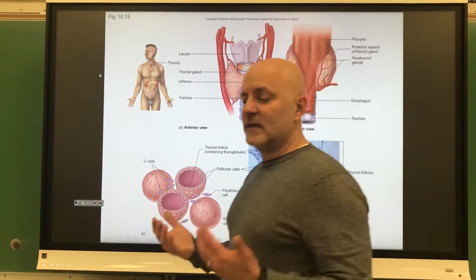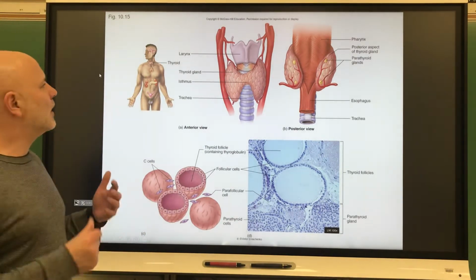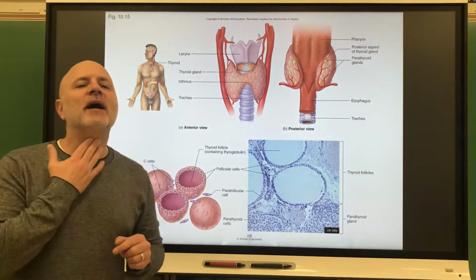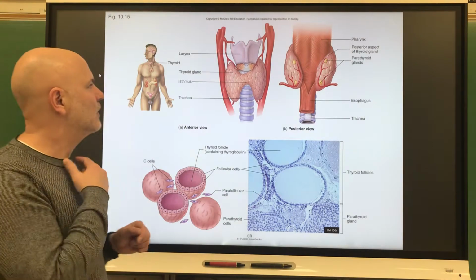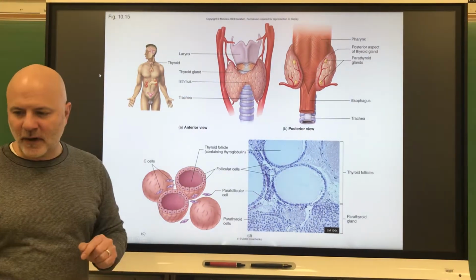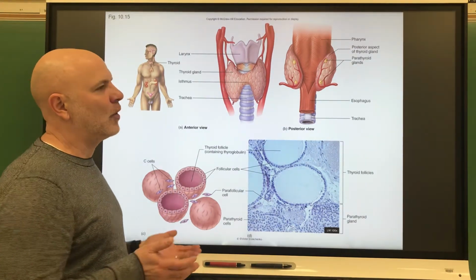Okay, so let's continue on with the rest of these hormones and glands. Our next gland that we're going to look at is the thyroid gland. Now, on your body, if you find your voice box, a little bit below that is where your thyroid gland is located. It's this butterfly-shaped gland right there.